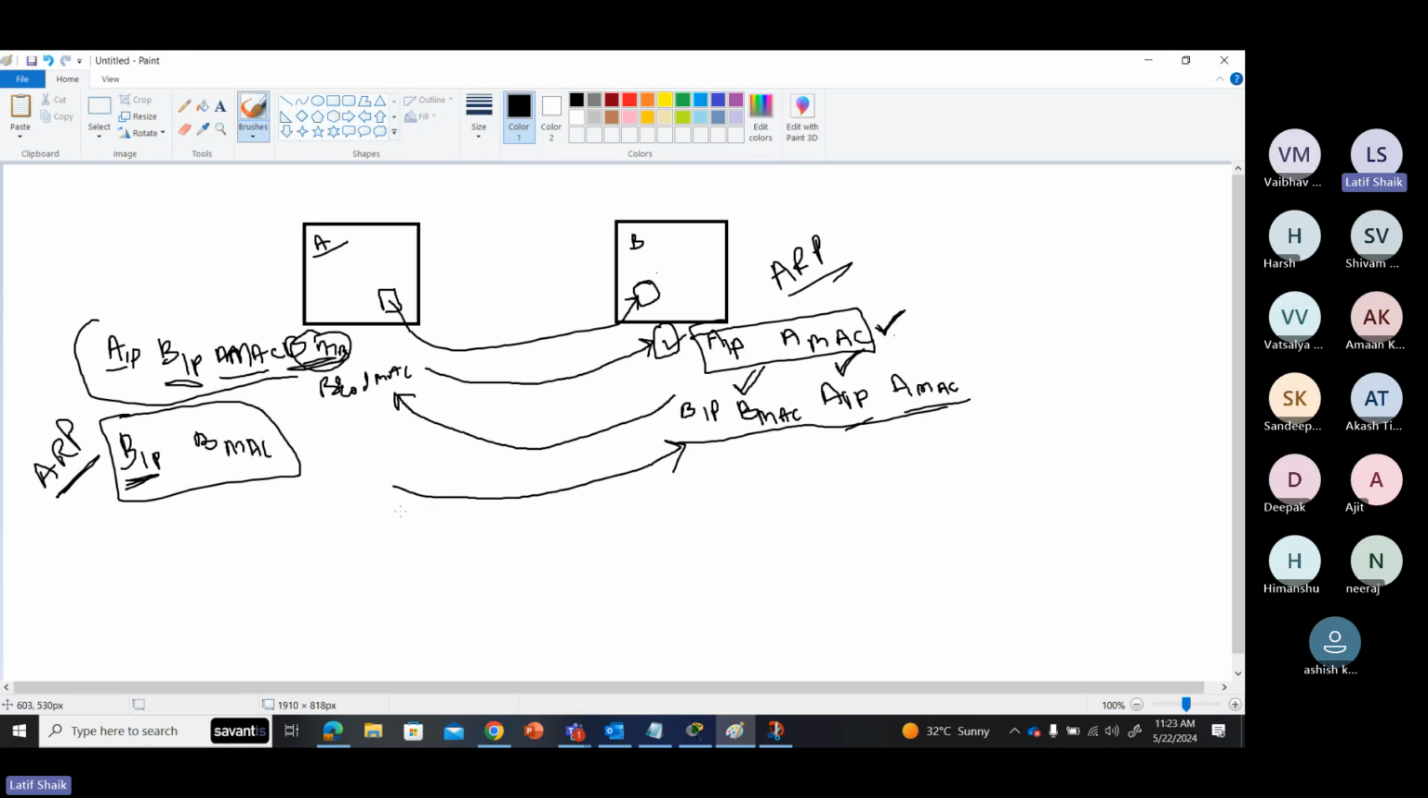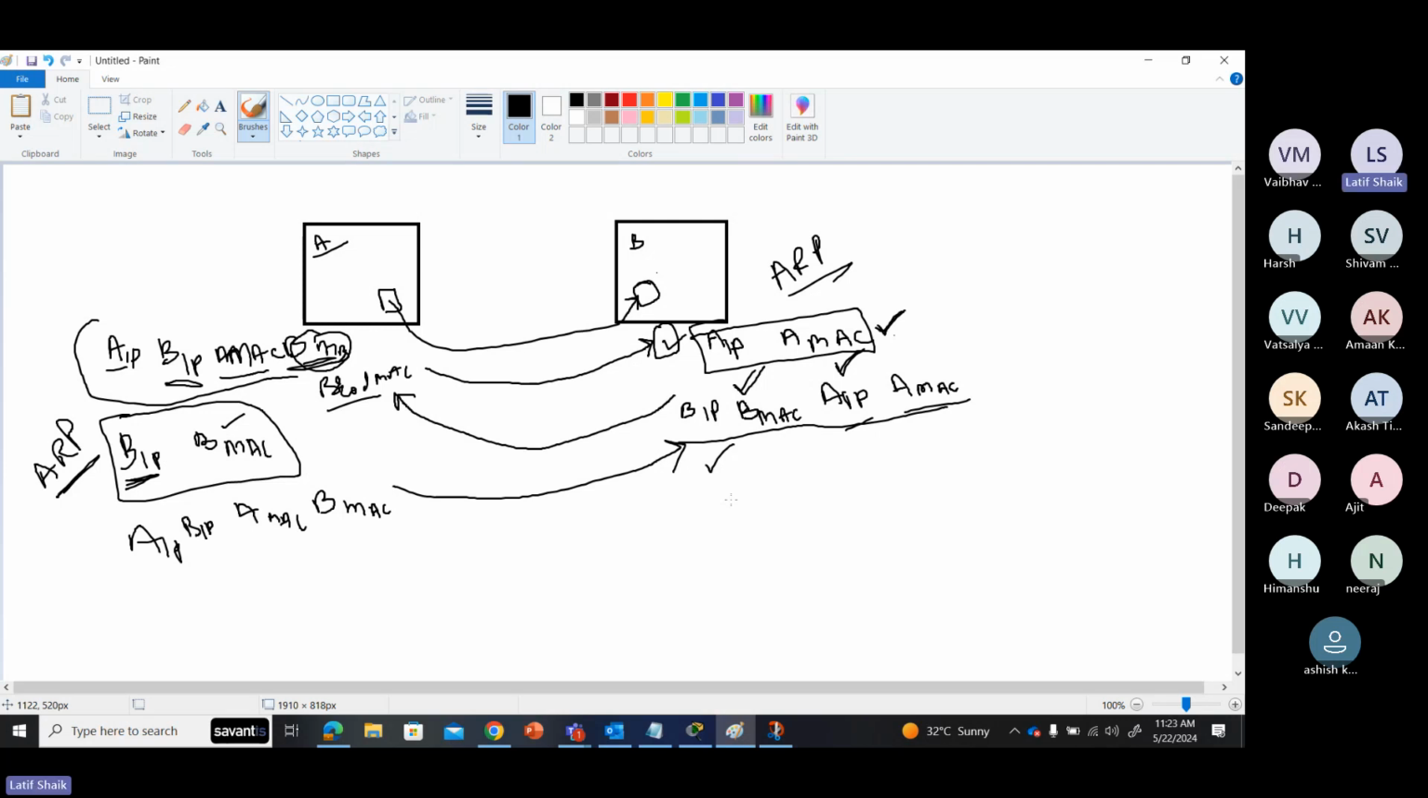So when it is sending a packet the second time, it has to add the IP addresses: A's IP address, B's IP address, A's MAC address. Now it is not required to broadcast. Why? Because from this table, it knows B's MAC address. Now it is able to send unicast. It knows B's MAC address, then it goes to the switch, which checks which port it is on, and unicasts.